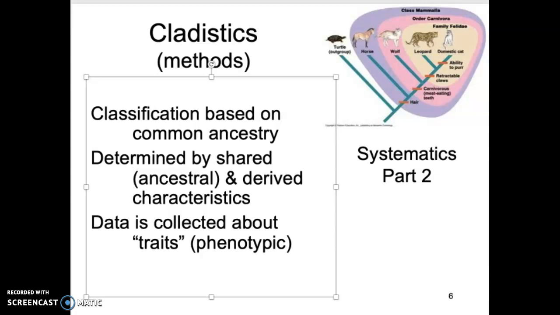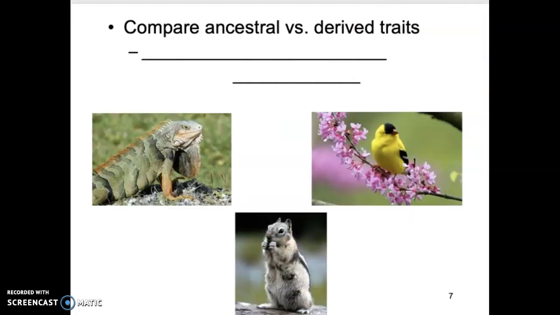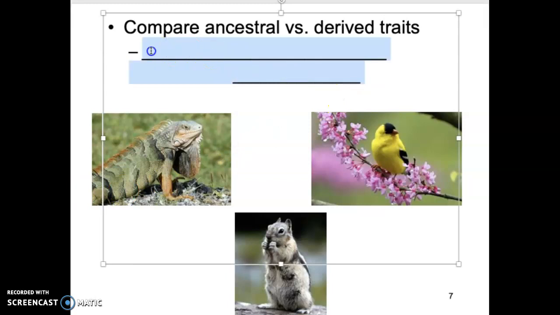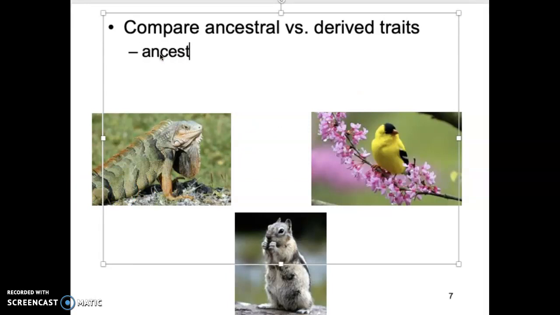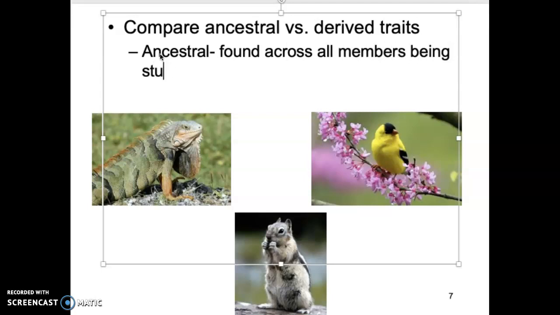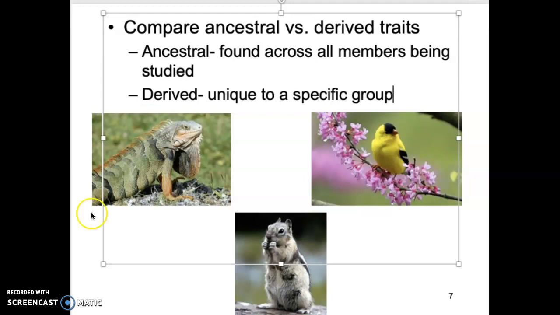But what is the difference here? Let's compare this. Is this an ancestral trait or is this a derived trait? An ancestral trait is found across all members being studied because you have a common ancestor. A derived trait is something unique, unique to a specific group.